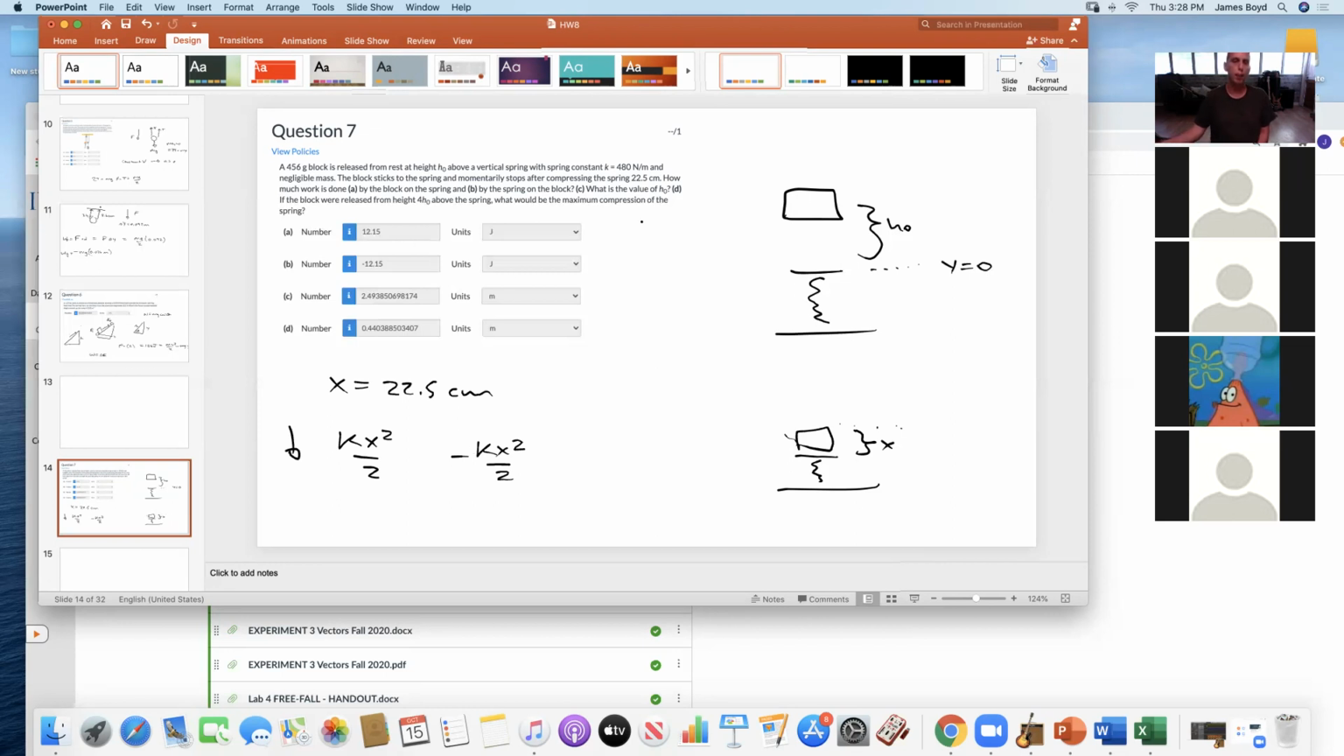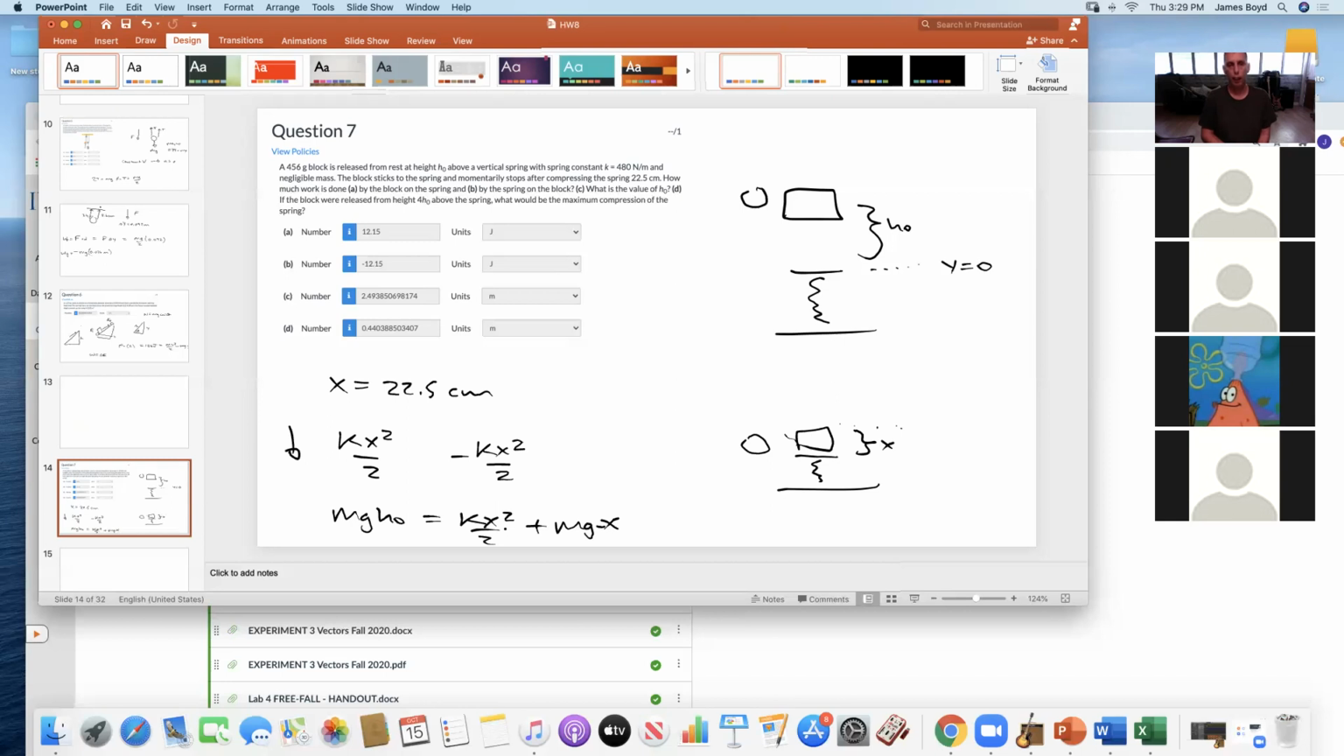Then you can also find the value of H naught by knowing that it had mg H naught here, and here it has energy of kx squared over 2 plus mgx, with a negative sign. Basically, it has potential energy of gravity and it has the spring energy in there too. And from there, you can find H naught.